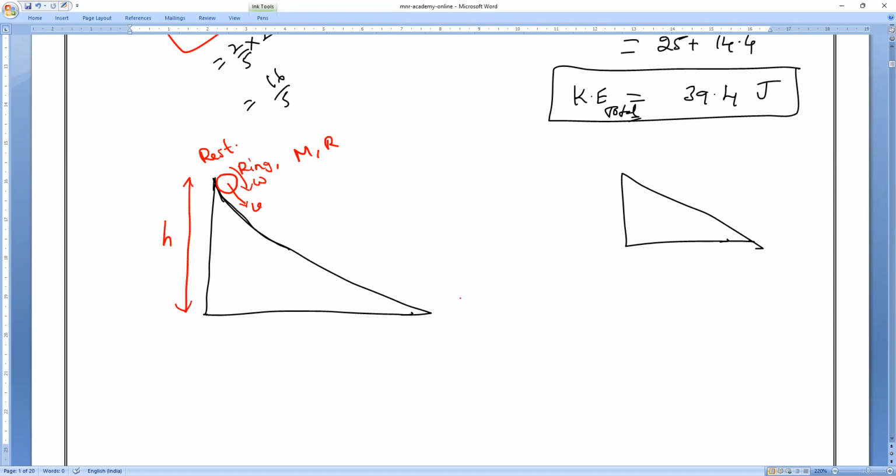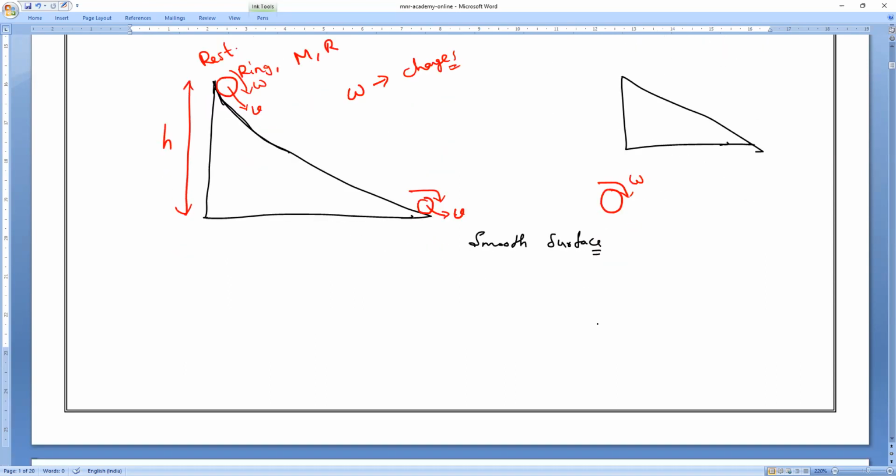Now when it is released, you can see that when it is coming down, do you think angular velocity remains the same? If it is rolling on a flat surface, angular velocity remains constant. But if it is rolling like this, does angular velocity remain constant? That is my question. No, sir. Angular velocity keeps on changing. Imagine it is a smooth surface, meaning no friction. So any object coming down, rolling, its speed will keep on increasing.